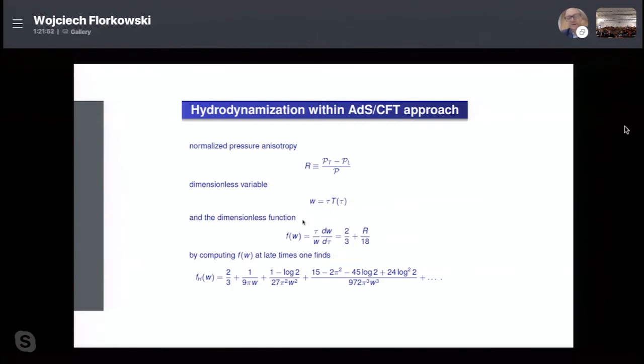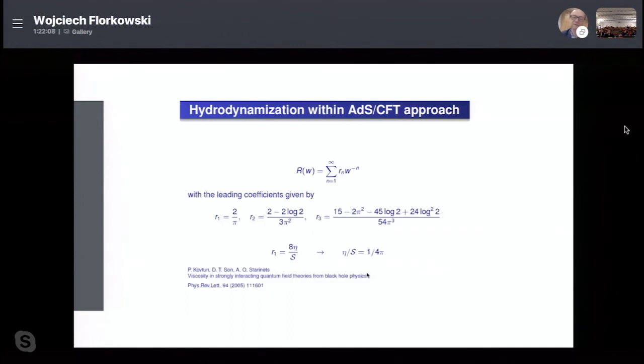So actually, this is a kind of gradient expansion. Expansion in powers of 1 over W is the gradient expansion, and you can do it for such models analytically and find the first terms of the series, like this. Actually, these terms can also be related to viscosity. So this type of calculation gives you the famous result for the ratio of eta to the entropy density. This is 1 over 4 pi. This is the famous result by Kovtun, Son, and Starinets.